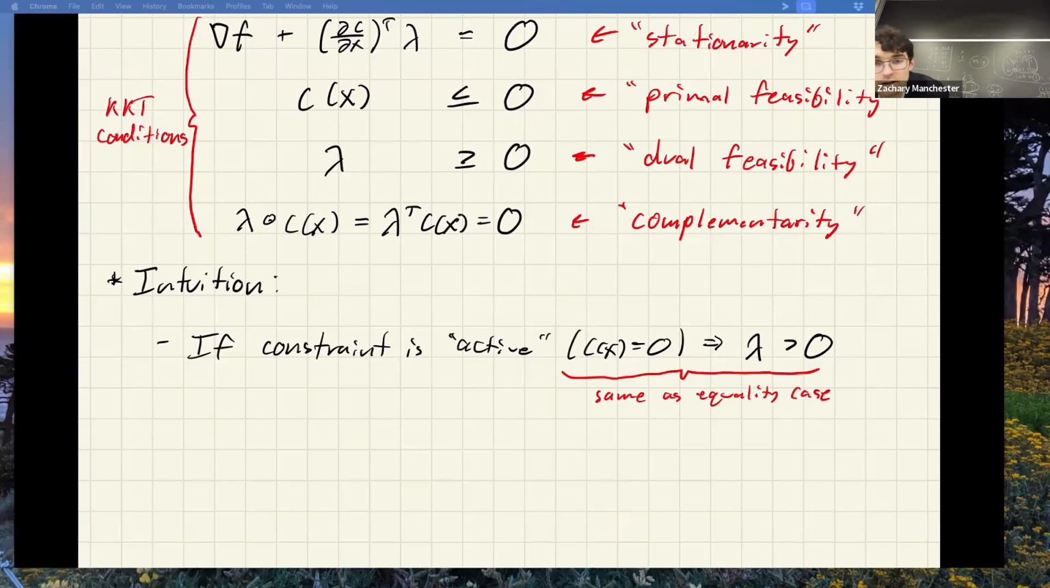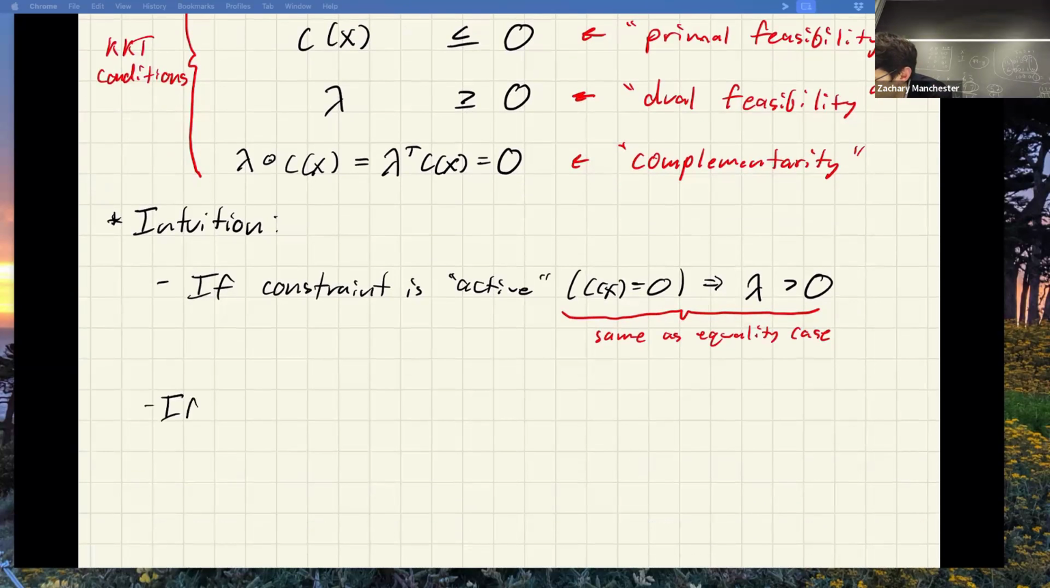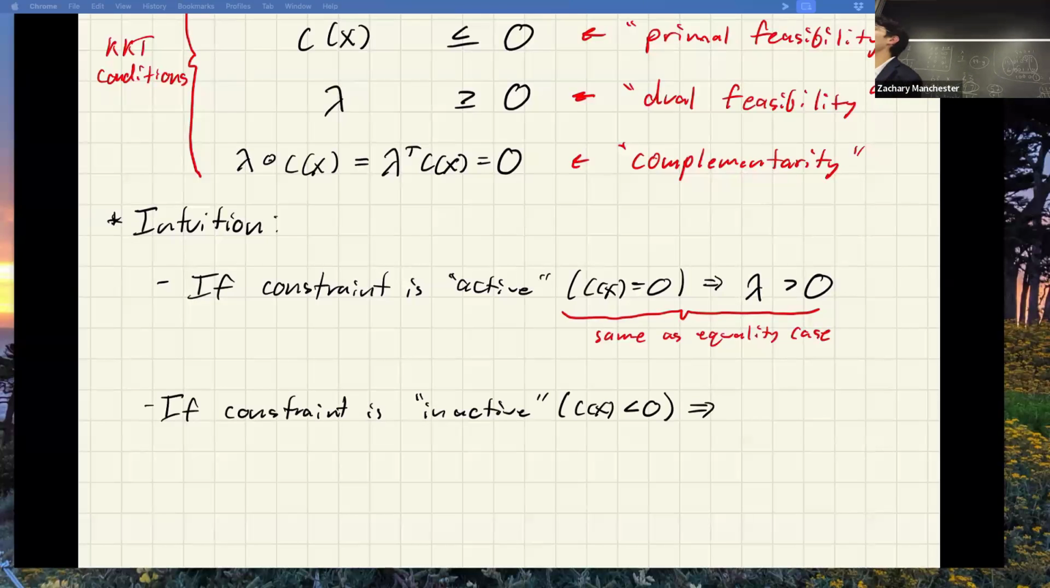And then if the constraints are inactive, meaning I'm not on the boundary, I'm somewhere in the interior, that means c of x is strictly less than 0. Then if I look at my complementarity, if c is non-zero, then lambda has to be 0. So I'm turning off the Lagrange multiplier. If I'm on the boundary, complementarity turns on the Lagrange multiplier. If I'm off the boundary, somewhere in the feasible region, the complementarity condition turns off the Lagrange multiplier, and it removes that whole term from the problem, right?